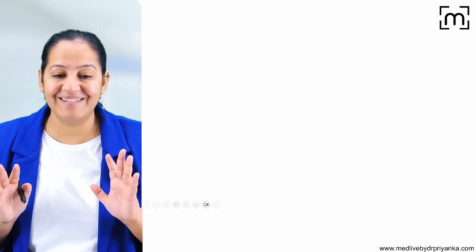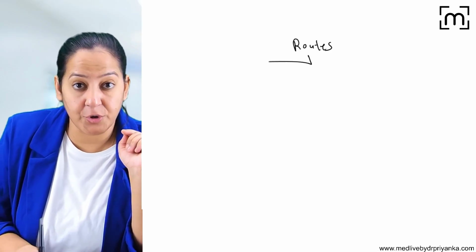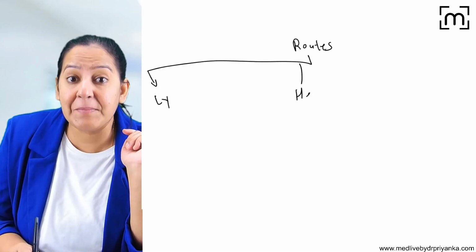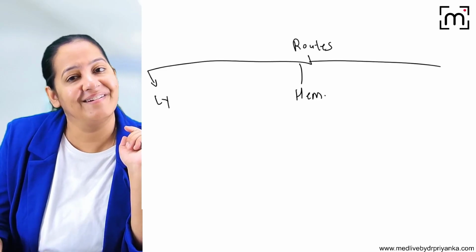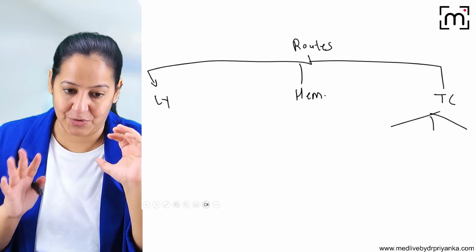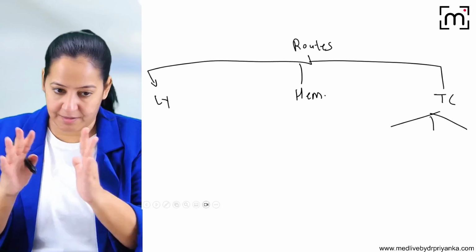So what we have learned, let me summarize. I taught you the 3 routes of metastasis. First is lymphatic, second is hematogenous, that is blood, and third is transcoelomic, which is further of 3 types. This is what I taught you. Now, if you get a long question, write everything. If you get a short question, write that portion only.